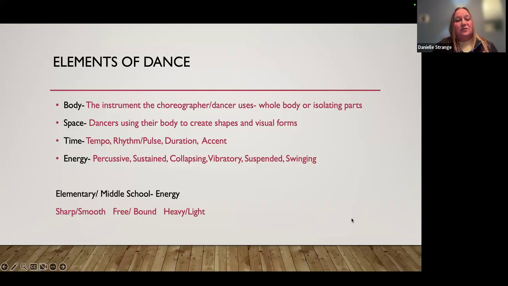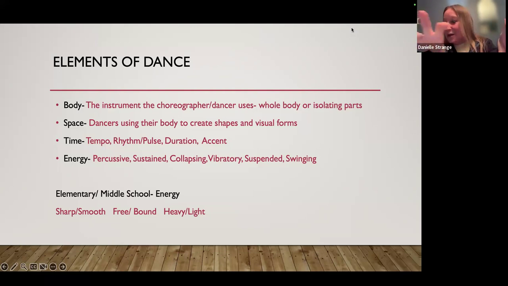And then heavy and light. Heavy movement is very stomping, which can get kind of annoying, but it's also just letting your body drop down and feel the weight of your body almost to the ground. And then light, what's that going to look like? Up on your toes or moving around. Your elementary and middle school kids will relate to that a little bit more than your high school kids because it's just a little easier to understand, I think.